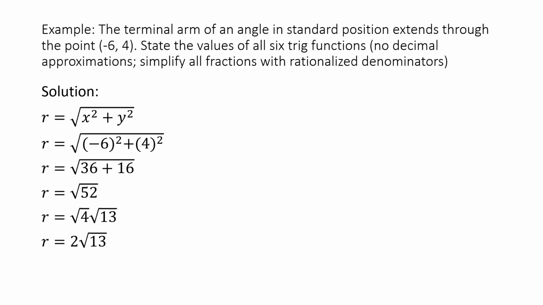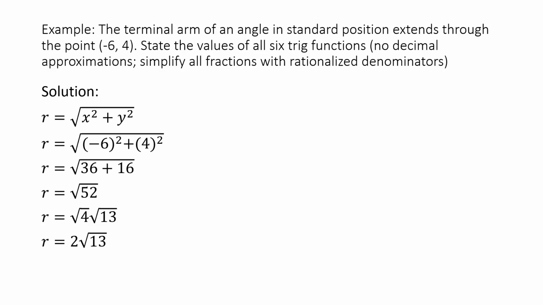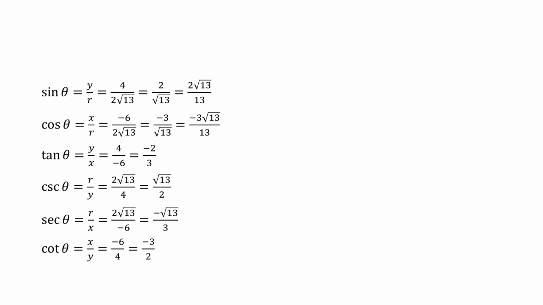Well, r is always equal to the square root of x squared plus y squared. r is always a positive value. So r would be the square root of 36 plus 16, which is the square root of 52, which when we simplify is 2 root 13. So we can say sine theta is y over r. Remember, the y coordinate is 4, and the x coordinate is -6, and r is 2 root 13. So now we just plug them into the formulas.